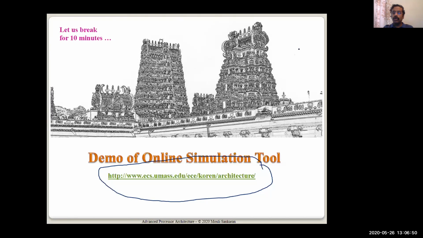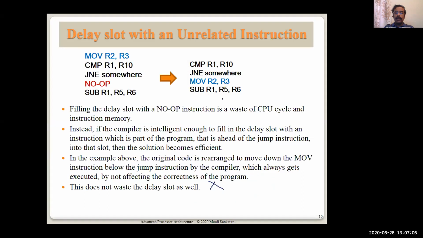Recording. One second, hold on. If move has R1 and R10 values as a destination, it cannot be done. Move has to be executed first. Okay, let me, one second guys. I have to go back.